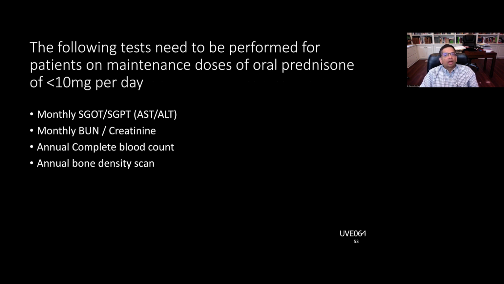All right. So the following tests need to be performed for patients on maintenance therapy of oral prednisone of less than 10 milligrams daily. Monthly SGOT, SGPT liver function tests, monthly BUN and creatinine, annual complete blood count, or annual bone density scan. When you're on maintenance corticosteroids, we talked about this as well. Especially in postmenopausal women, we worry about what? That's right. Most of you got it. That's excellent. So you worry about osteoporosis. So you want to do an annual bone density study if it is available in your community.